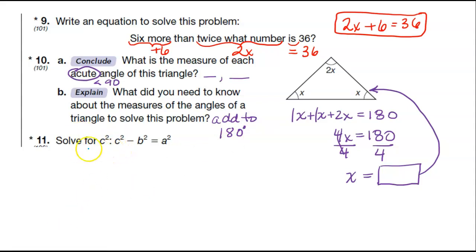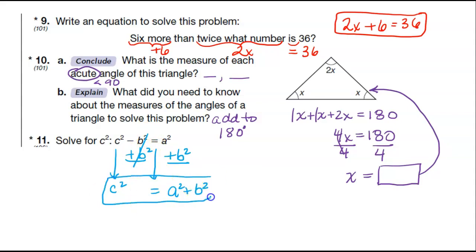All right. It says solve for c squared. So right now I have to add b squared to both sides. My c squared comes down. This cancels. My equals comes down. A squared plus b squared. It's our Pythagorean theorem.